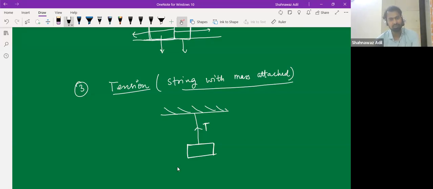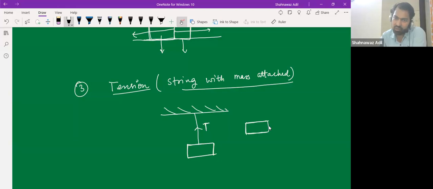Understand? And let's say, tension is there for the lift also, right? In the lift questions, the lift is attached with cables, right? So those cables also have tensions. Okay, sir.